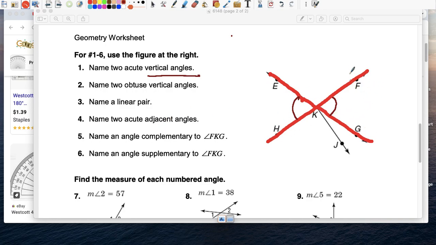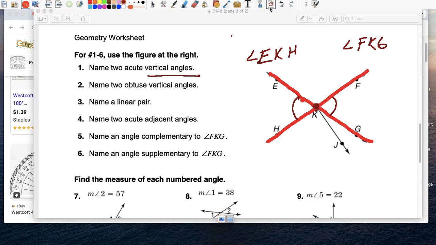So names: remember, this angle is going to be called angle F, then the vertex K, and then the other line G. This angle is going to be called E, vertex K, and the other line H. So these would be the answer for number one.